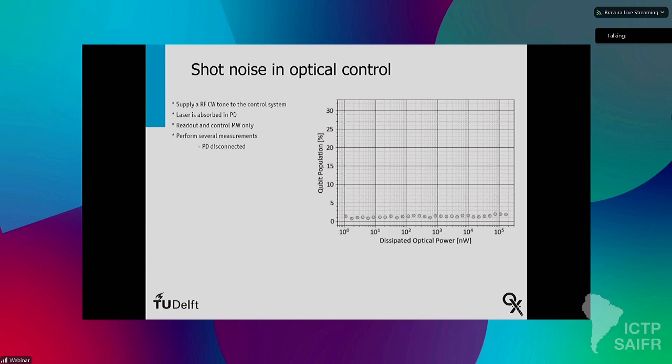And you see then the qubit population as a function of the dissipated power in the photodiode. You see, of course, if the photodiode is disconnected, in this case, these are the green dots here, essentially nothing happens. The qubit stays in the same state as if you don't have a photodiode in the system at all. Now, if the photodiode is at the mixing chamber and you directly connect the photodiode to the qubit, you will see a relatively strong heating of the qubit. You see an increase in the qubit population at relatively low optical power already.